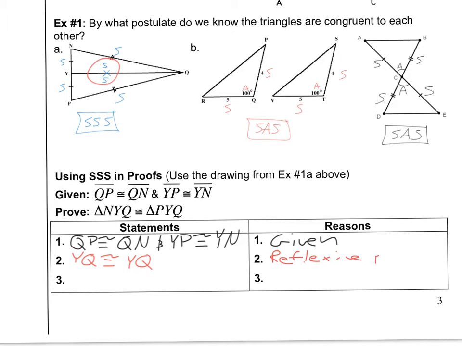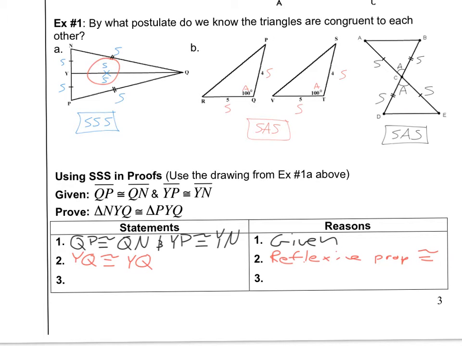Reflexive, I know my handwriting sucks, property of congruence. Okay, that's how I know these two are the same. They're congruent because they're essentially the same line. So I could say YQ is congruent to YQ. Okay, well, what does that give me? Well, that gives me three sides.